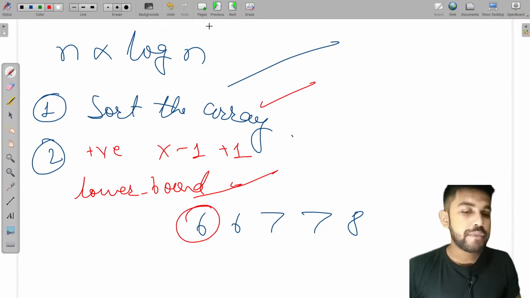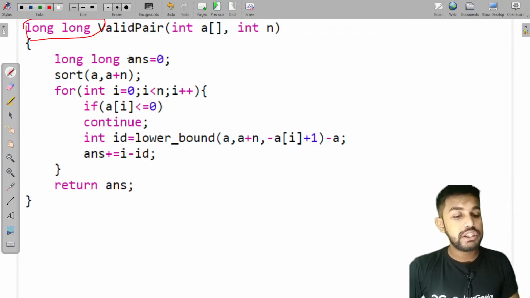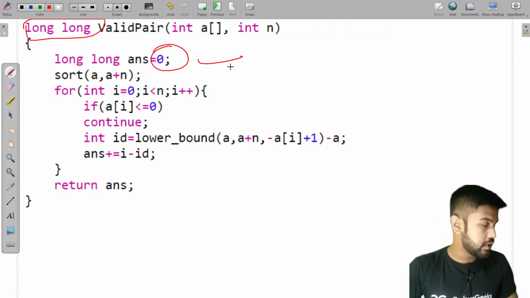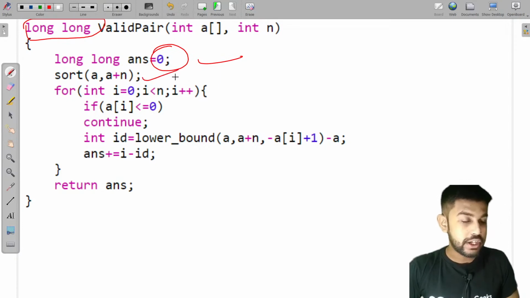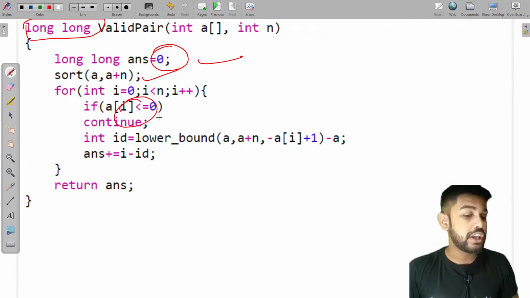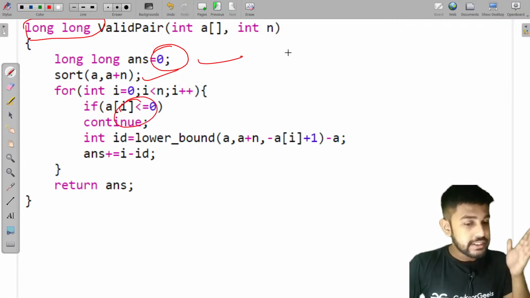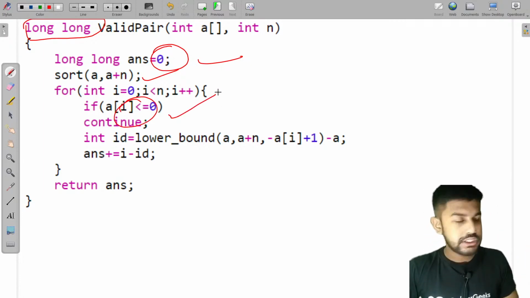Good. So let us move to the implementation now. The implementation is absolutely simple. We need to return a long, so we would be initializing a long answer with 0. Next thing is that we need to sort the array. Then if the array element is less than or equal to 0, that is, if it is negative or 0, we would just continue from here.